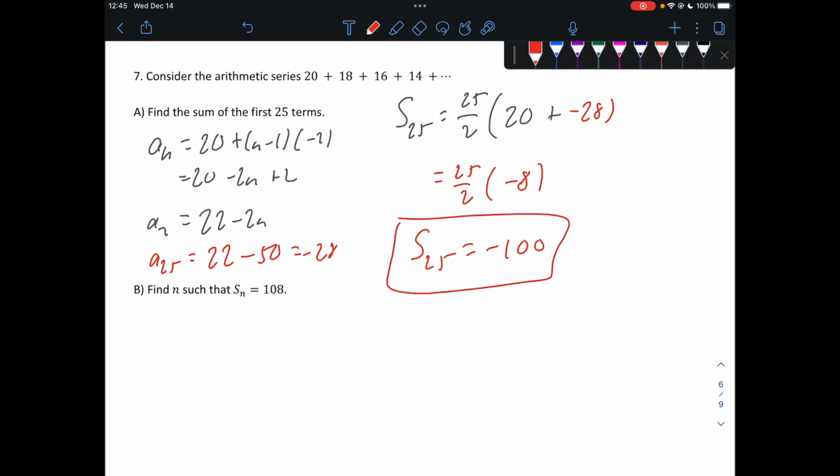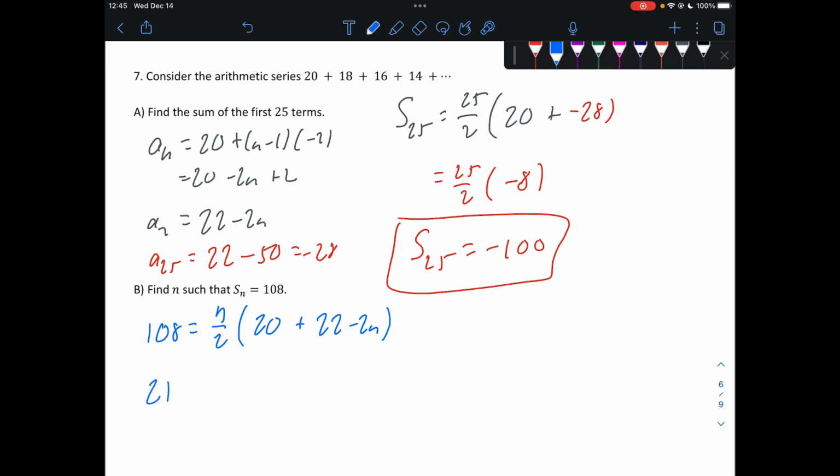Now it says find n such that s sub n would be 108. All right, so we got 108 equals n over 2 times a sub 1, which is 20, plus a sub n, which we don't know what that would be quite yet. But we do know that a sub n is 22 minus 2n from our part A. So now we just simplify this and solve it for n.